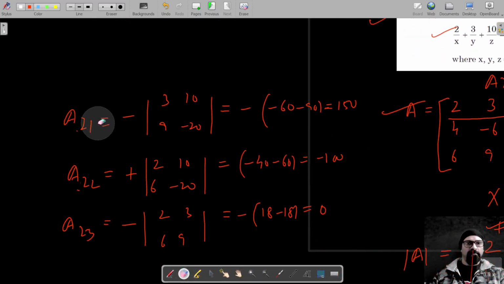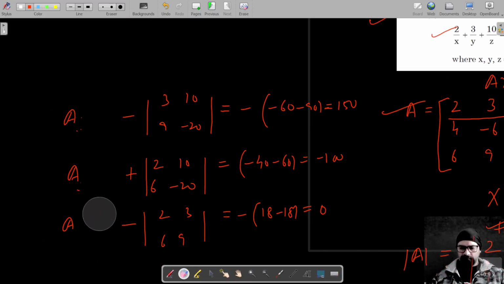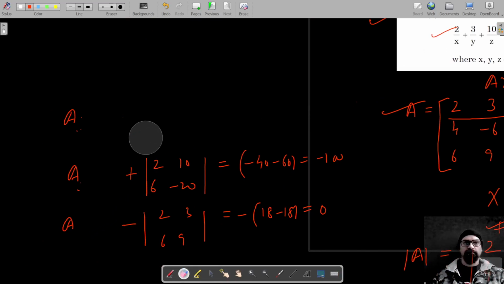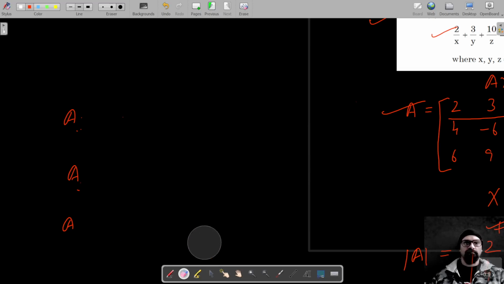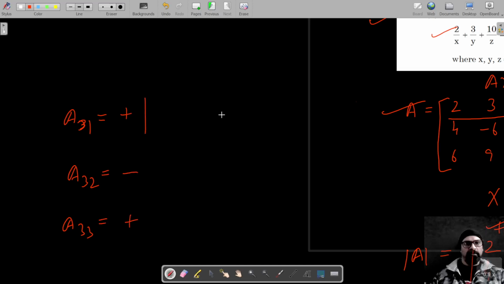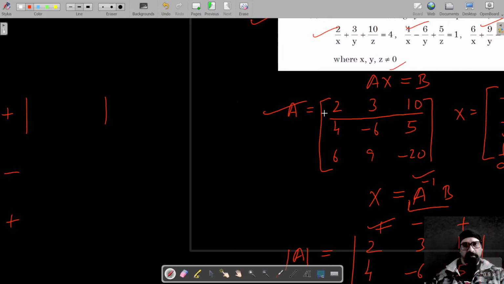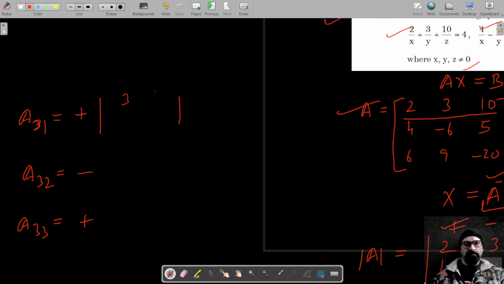And now let's find it for 3,1, 3,2, and 3,3. So this is plus, this is negative, and this is plus. Removing the element in the third row and first column, we are left with 3, 10, negative 6, 5.